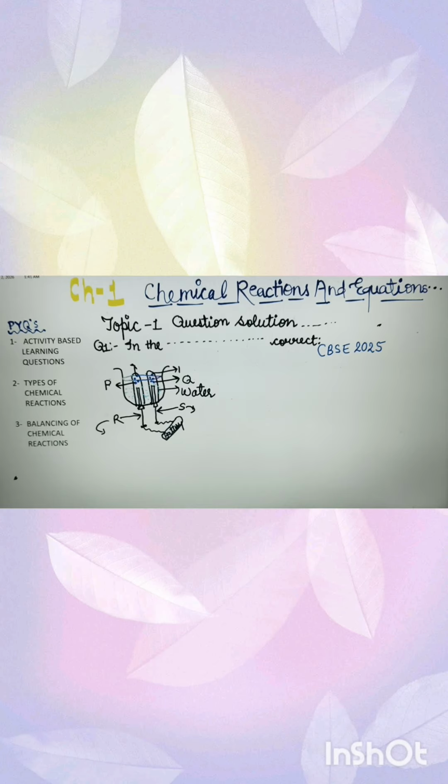So we have to find the gases which are evolving. P and Q are the unknown gases, and R and S are the electrodes which are directly connected to the battery through the wire. So we have to identify which type of gases P and Q are, and which type of electrodes R and S are in this electrolysis activity.